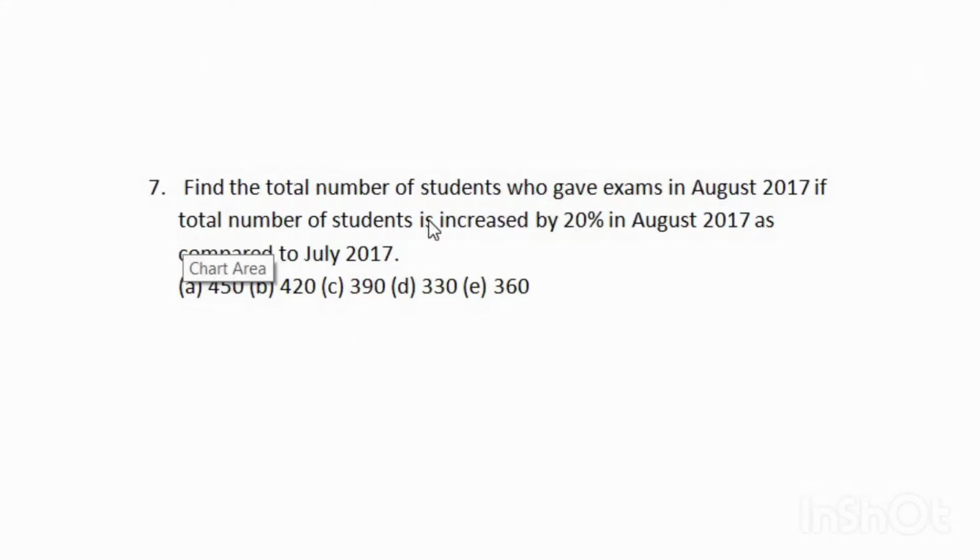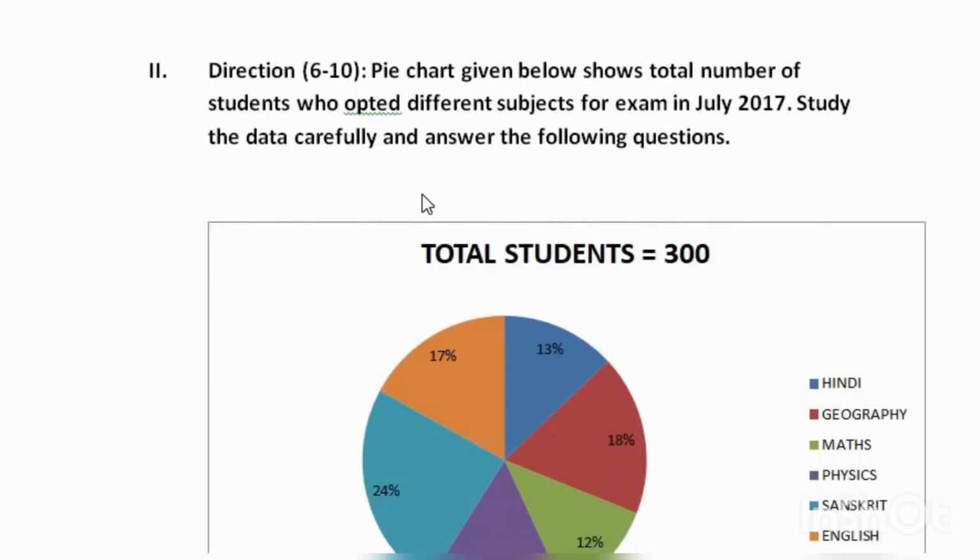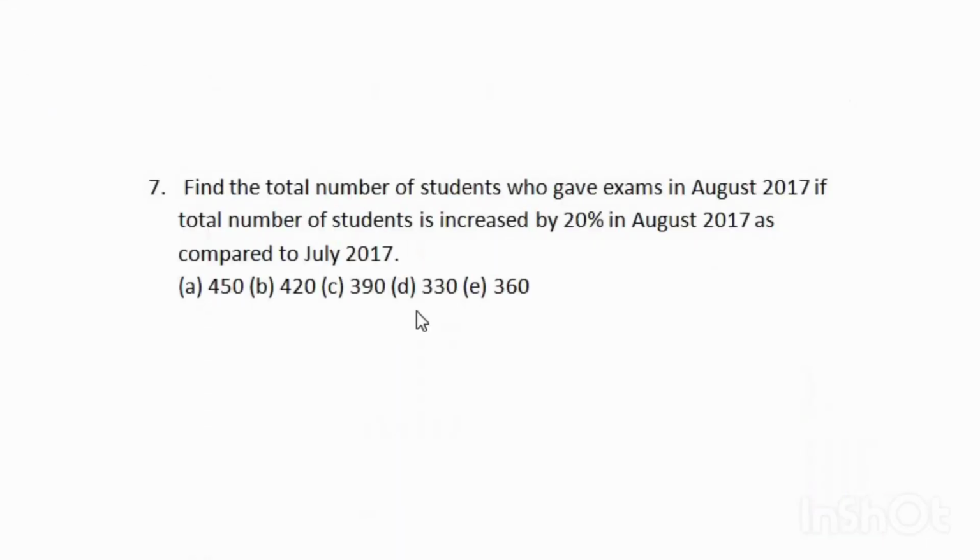Now, next question, find the total number of students who gave exams in August 2017 if total number of students is increased by 20% in August 2017 as compared to July 2017. See, from the question it is clear that this data is as per the July 2017 report. And in this question, they said compared to July 2017, in the next month, that is in August 2017, the number of students is increased by 20%.